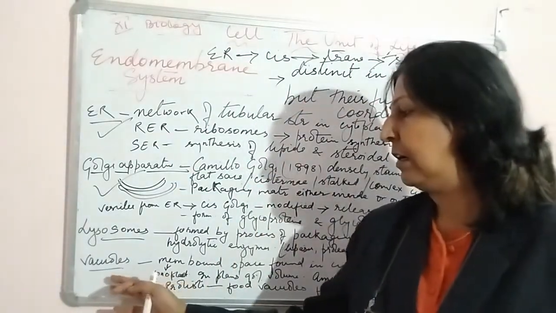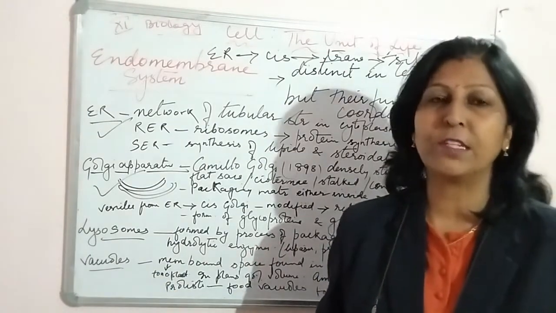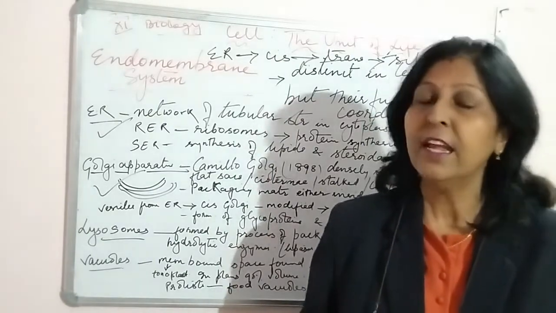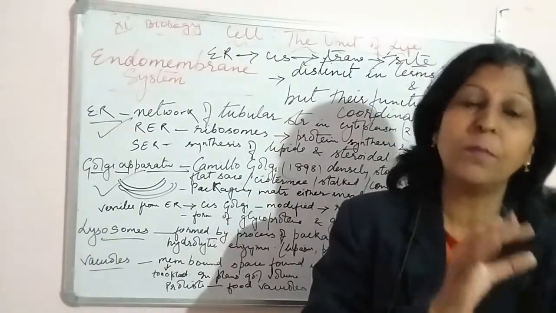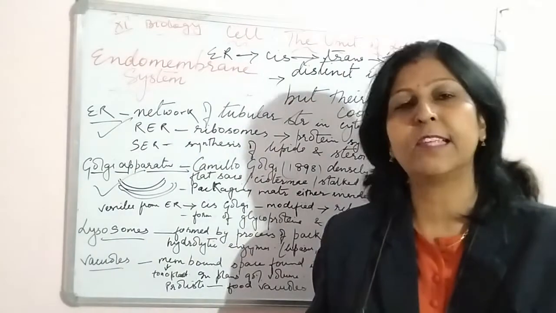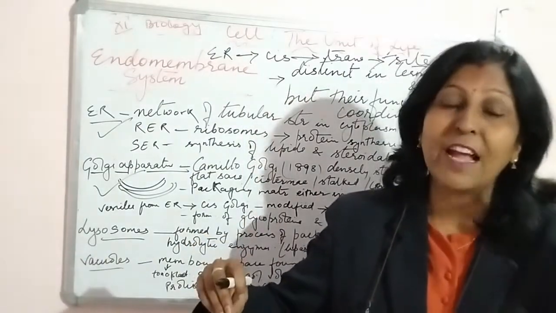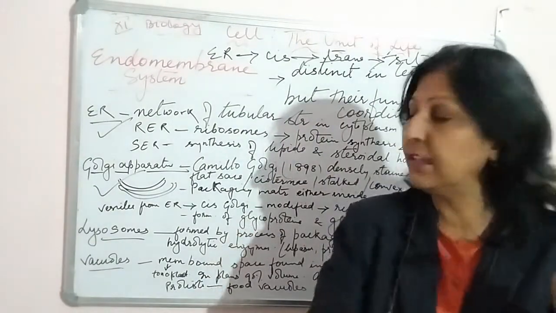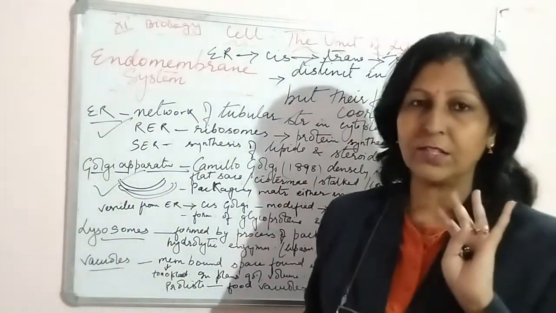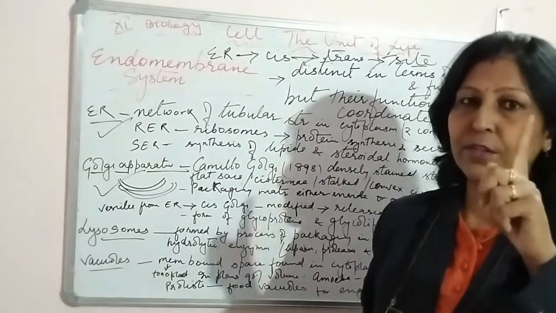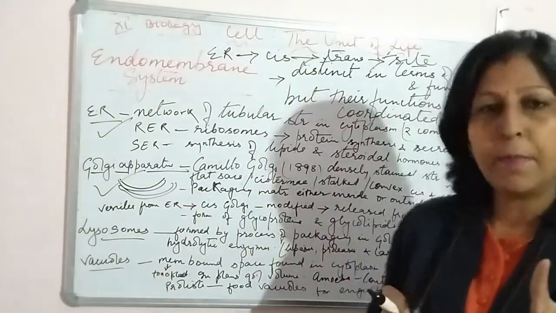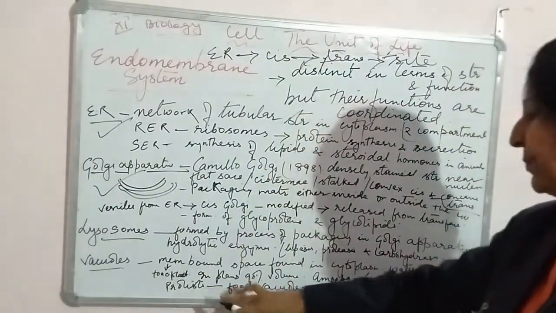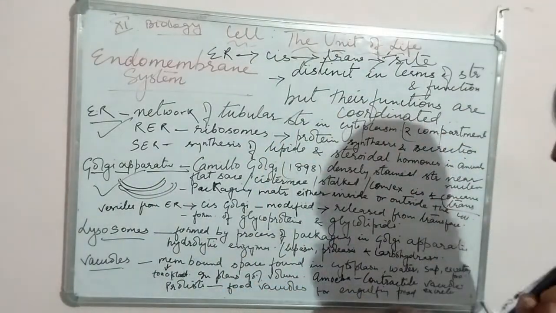Whatever waste has to be transported sometimes moves against the concentration gradient. Any waste is in higher concentration in the vacuole and lower in the cell, but still the movement against the concentration gradient through the tonoplast takes place. The tonoplast is a single layer membrane which lines the vacuoles.